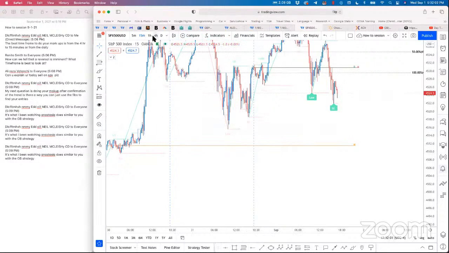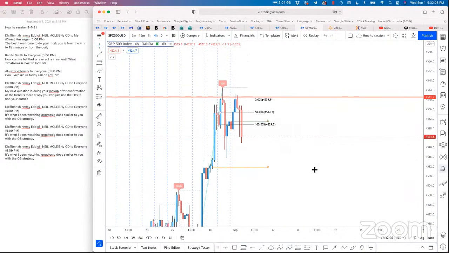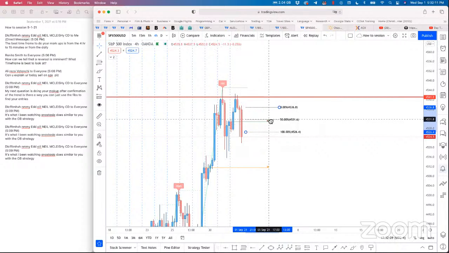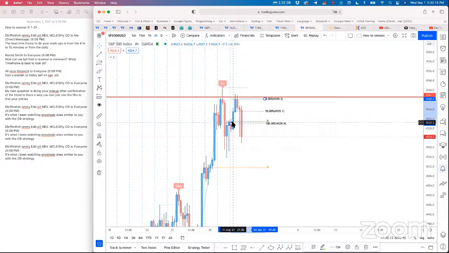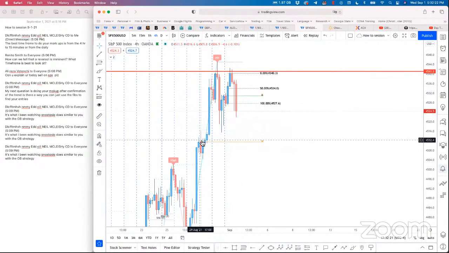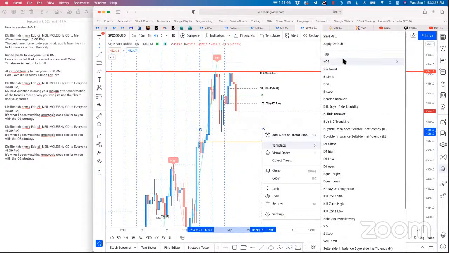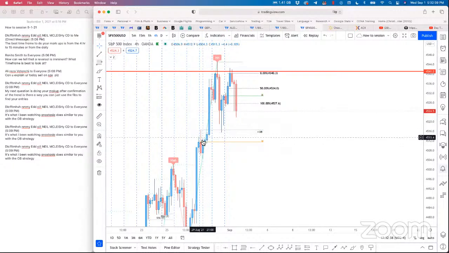So I like to find out where on the 4 hour and the 1 hour are my last order blocks, right? So we just made a new one right here. This is the most recent bearish order block. The most recent bullish order block is right here by the weekly. We already tapped it once right here. The 50% is right around the weekly.